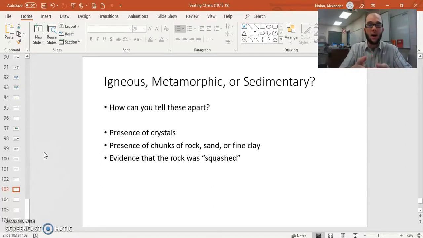And then if we're looking for evidence of whether it's metamorphic, like I said, this rock has been squished, so we want to try to find evidence that the rock has been squashed, usually like this. Sometimes rock is squished this way, sometimes it's squashed laterally, but a lot of the time it's squished vertically, from the top down. So crystals mean it's not sedimentary. If you find chunks of other rocks or sand or clay, it is sedimentary. If it's been squished, it's metamorphic.